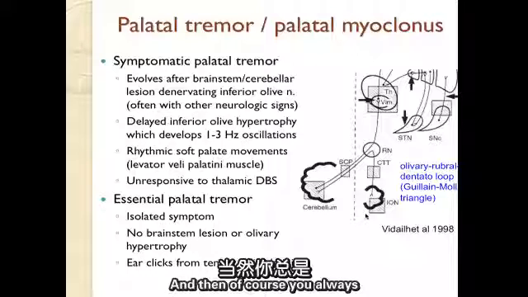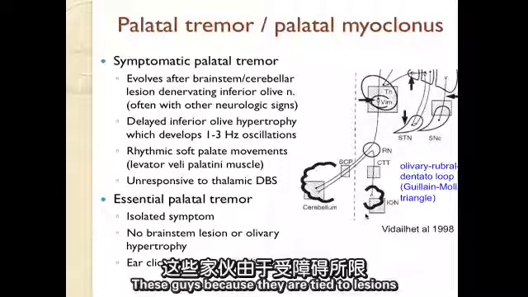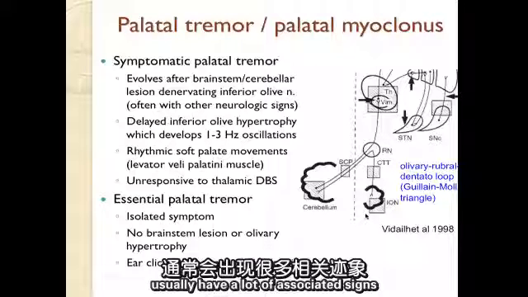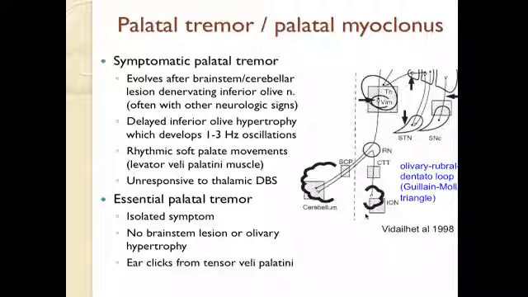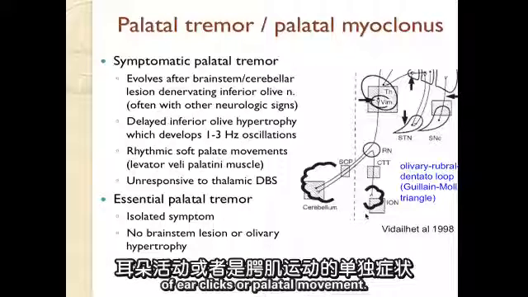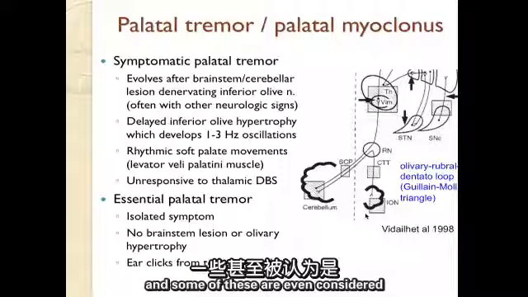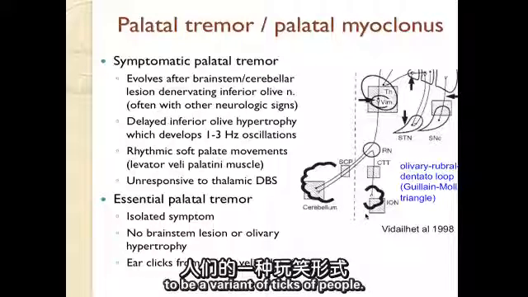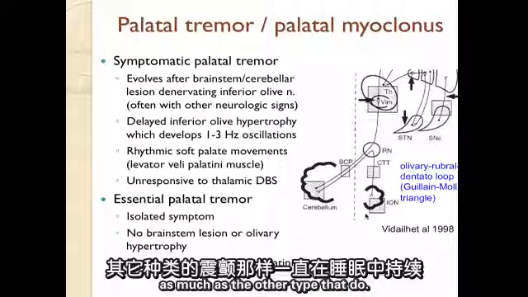And then, of course, you always have these essential palatal tremors, which is an isolated symptom. The symptomatic guys, because they are tied to lesions, usually have a lot of associated signs, eye movements, and ataxia, those sort of things. These guys have this as an isolated symptom of ear clicks or palatal movement, and there's no lesion that can be found. And some of these are even considered to be a variant of tics. And they don't always persist in sleep as much as the other type do.